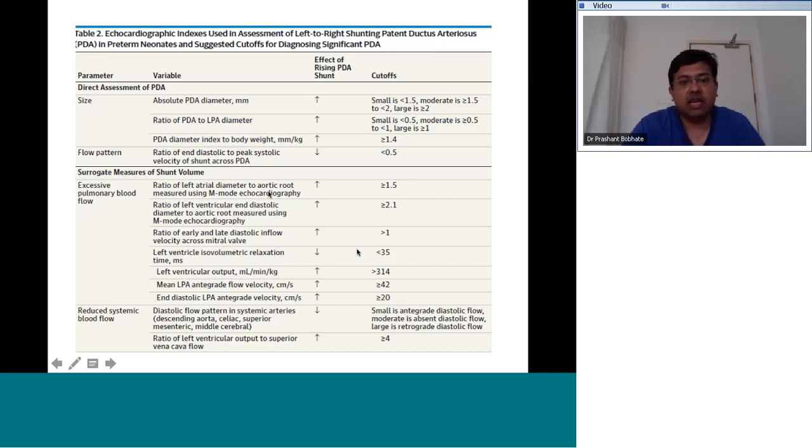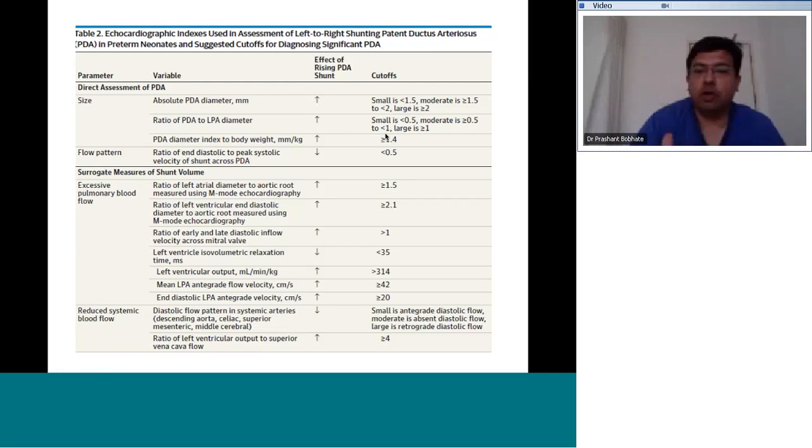Also, what we can see is the size of the LA to the aorta using M mode of more than 1.5, a ratio of LV end diastolic diameter to the aortic root diameter of more than 2:1, a ratio of early and late diastolic inflow velocity across the mitral valve of more than 1, mean LPA antegrade gradient of more than 42, diastolic flow reversal in the systemic artery, and a ratio of LV outflow to the superior vena cava flow of more than 4. However, I would suggest that this is usually theoretical. A rule of thumb we should all remember is more than 1.5.